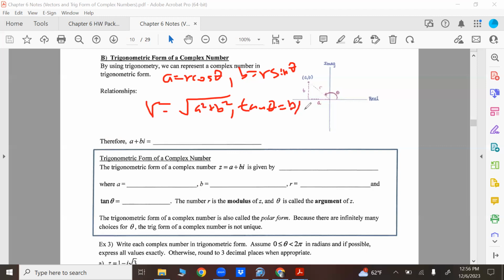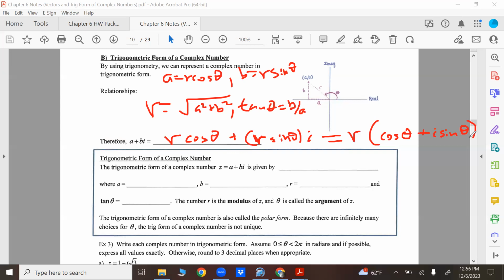And it's the same thing for connecting trig and complex numbers. So when you have a plus bi, it can be thought of like this: r cos theta plus r sine theta with an i to the right of it. Or you could factor out the r and write it like this. So that's how you convert the complex number to trig.